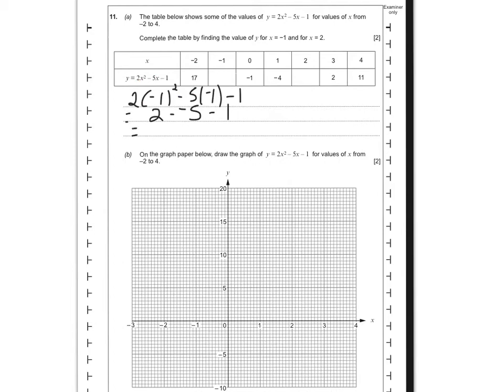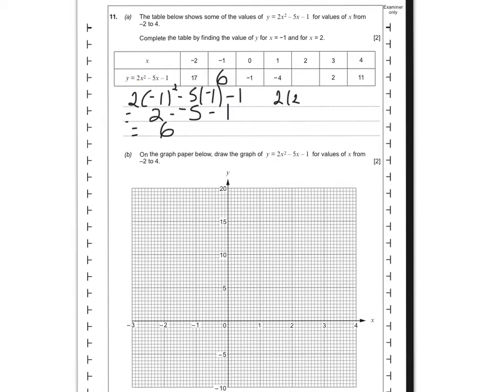Now 2 take away -5. If I'm subtracting a negative number, that is equivalent to adding the positive value. So this is going to be the same as 2 add 5, which is 7, take away 1, which is 6. So -1 gives me 6. I do the same thing for the number 2 now.